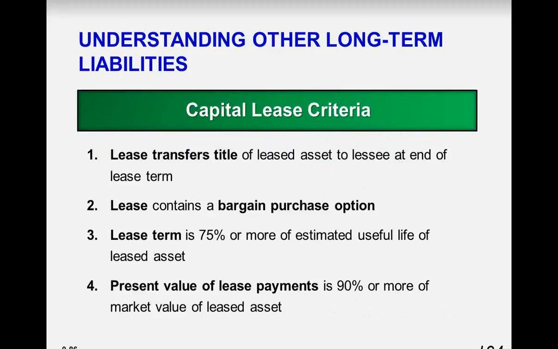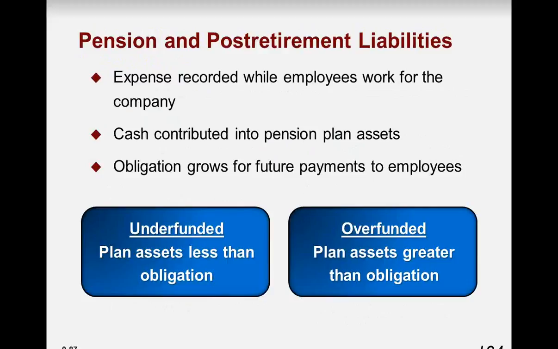So if a building has a normal useful life of 20 years, then the lease would have to be for at least 15 years. And the present value of the lease payments is 90% or more of the market value of the leased asset. So when it's leased, you've got to do the calculation of that present value to make sure that the present value is at least 90% of the market value.